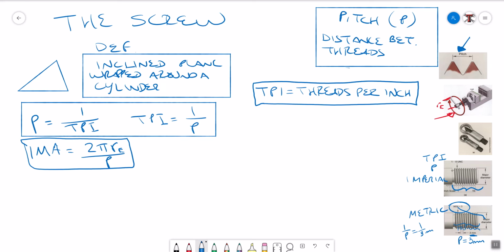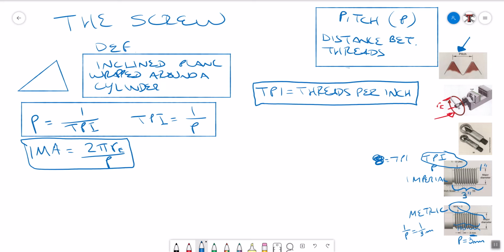On the imperial side, we have 1-8 UNC. We don't have to worry about what UNC means. UNC is just a standard used in the United States. But instead of the 8 giving us the pitch, the 8 is going to give us the threads per inch. So this one says that it is 8 threads per inch, so TPI is equal to 8. And it's got a 1-inch major diameter. Once again, the total length of the screw is going to be a completely separate number.